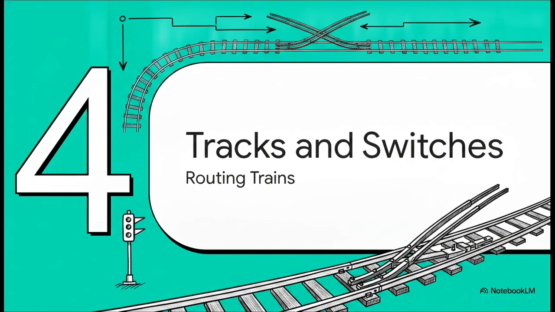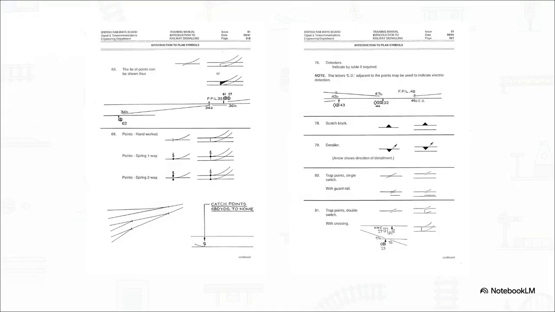Which brings us to Section 4, Tracks and Switches. You see, tracks aren't just static metal lines. They actually move, and the symbols have to show exactly how they move. First, we see standard points, the switches that guide a train from one track to another, like simple handward points and spring points. But then there's a fascinating safety mechanism, trap points, shown with those little guardrails.